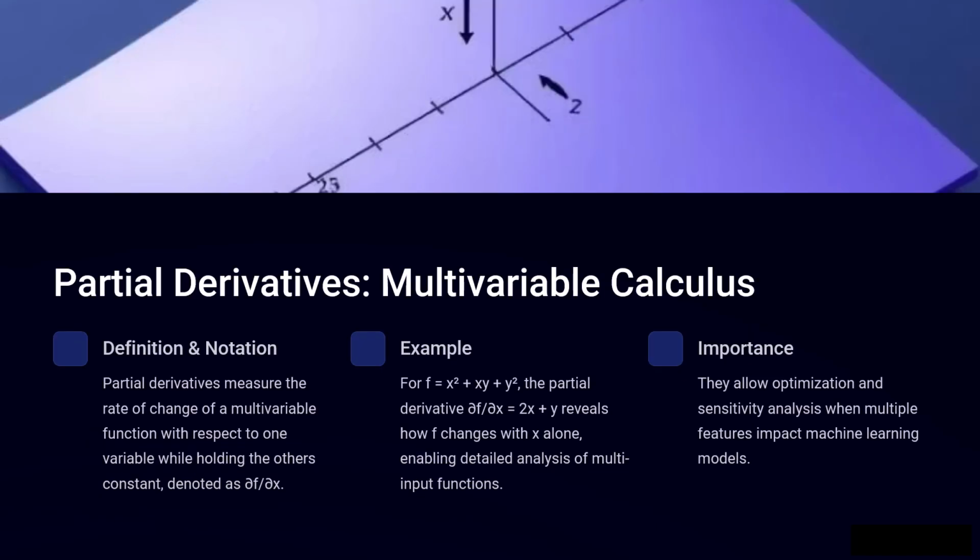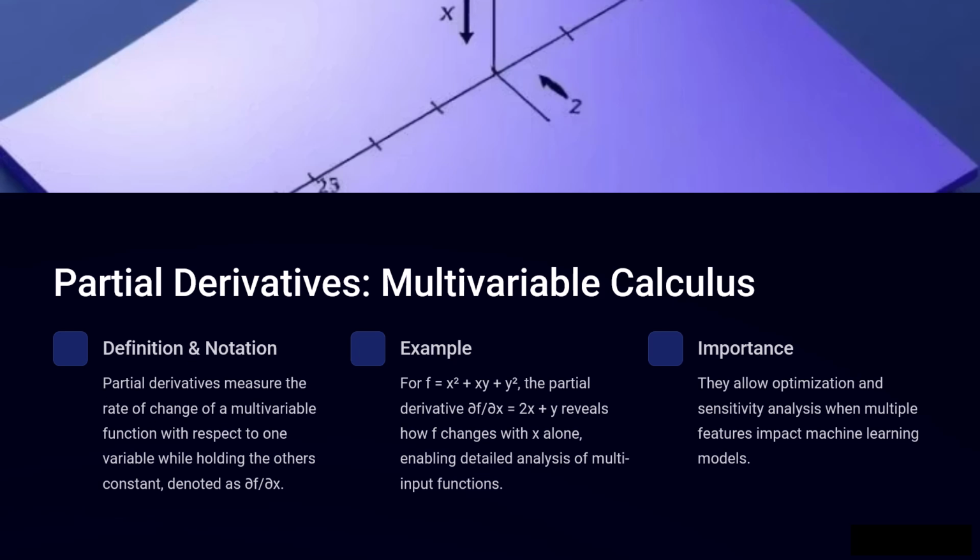Partial derivatives, multivariable calculus. Definition and notation. Partial derivatives measure the rate of change of a multivariable function with respect to one variable while holding the others constant, denoted as the partial derivative of f with respect to x.